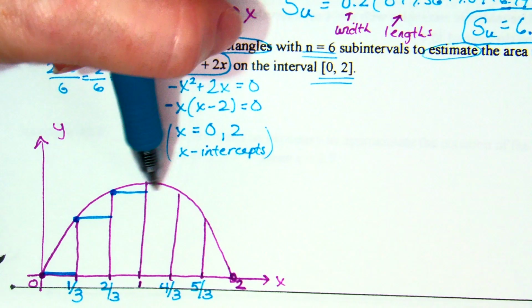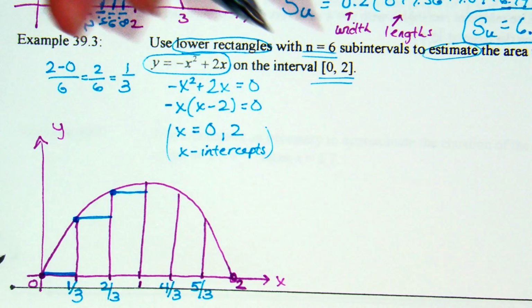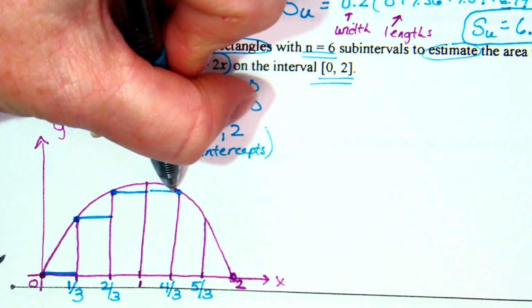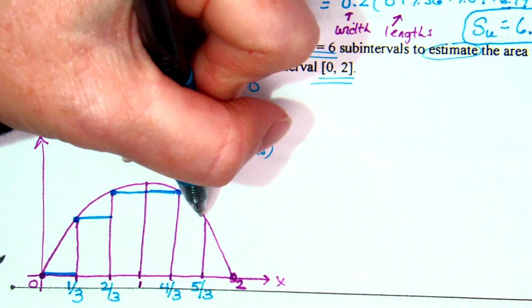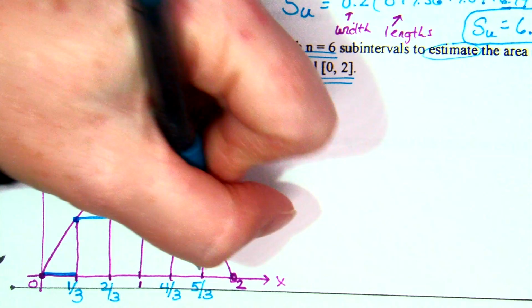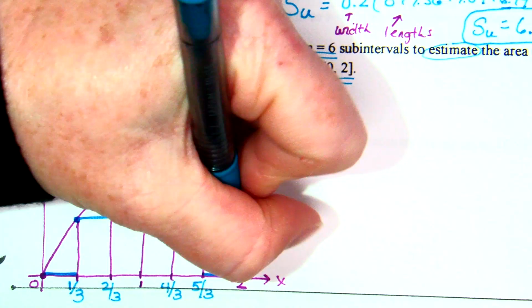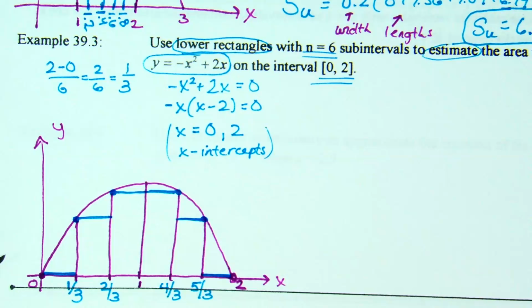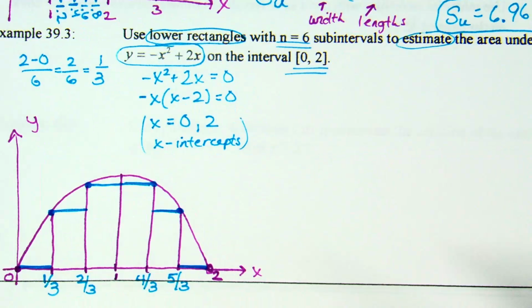Now, what about between 1 and 4/3? Where should I draw that so it's a lower rectangle? This time we're going to go from the right side, from 4/3 over. Between 4/3 and 5/3, you're going to go from 5/3. And between 5/3 and 2, you're officially going to go from 2.